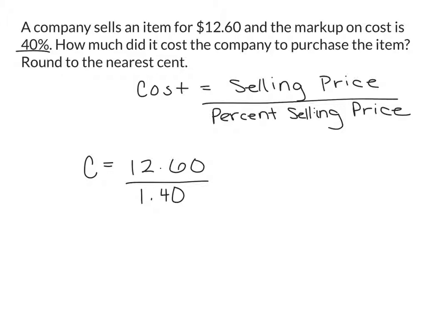Okay, so now we have that cost equals $12.60 divided by 1.4. Now remember that the percent of selling price was 140%. So we just divided by 100 to get that value of 1.4. Now we can divide 12.6 by 1.4 to get our final answer, which is going to be $9. So that means it cost the company $9 to purchase the product.